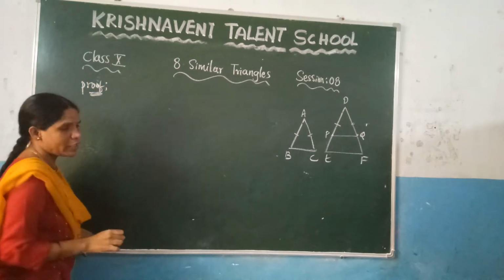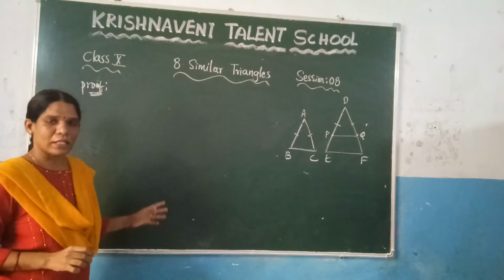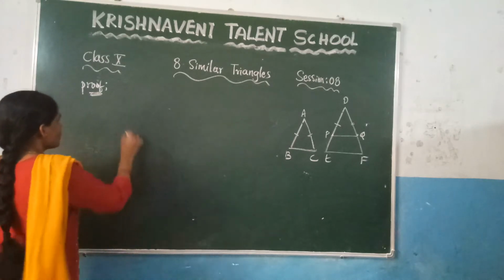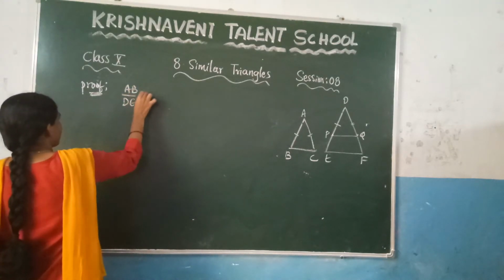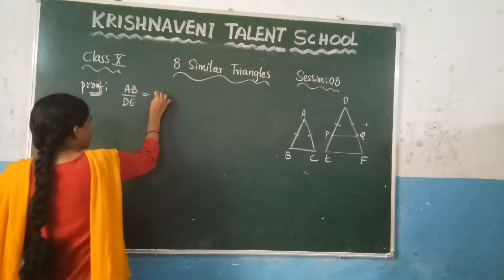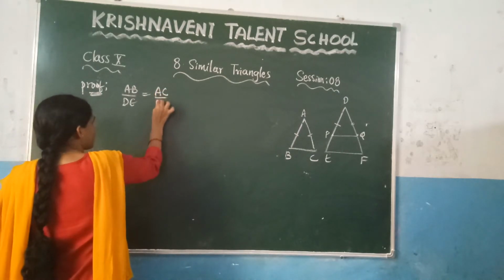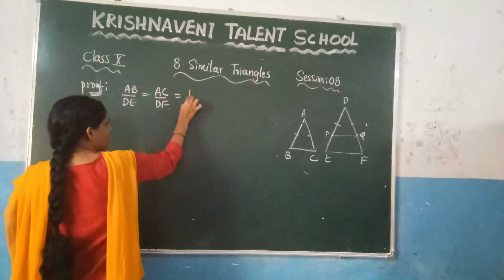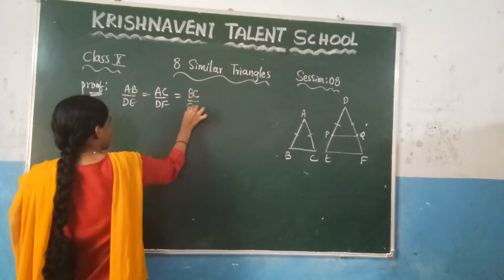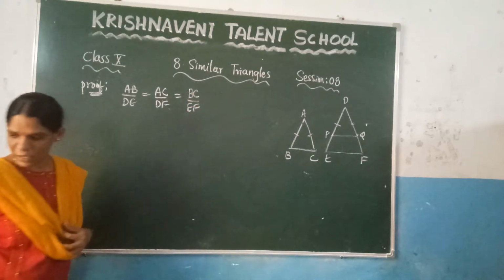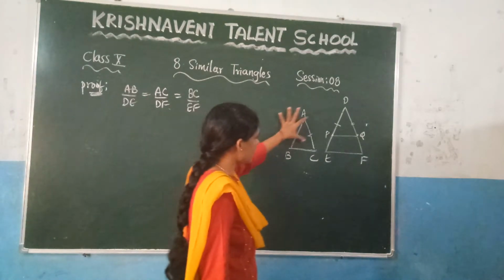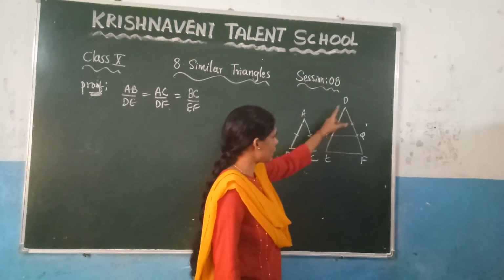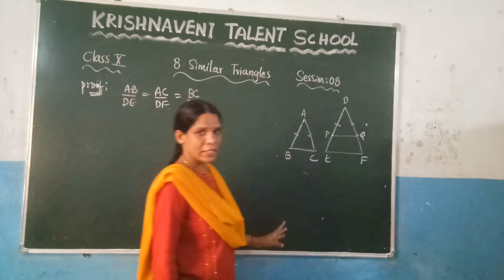So what is given? They have given that the corresponding sides are proportional. So write it here, AB by DE is equal to AC by DF, which is equal to BC by EF. Right? This is the condition they have given. The corresponding sides are proportional: AB by DE is equal to AC by DF is equal to BC by EF.